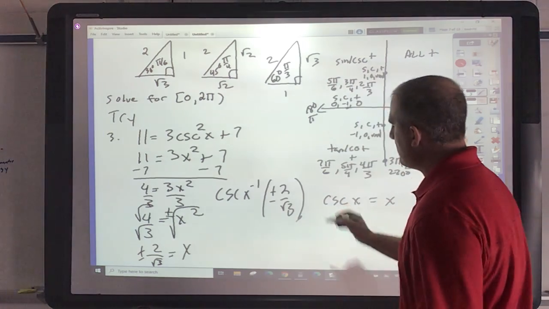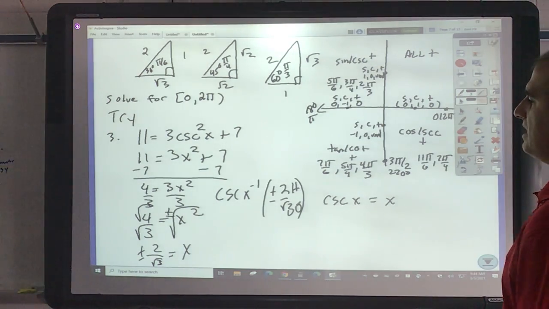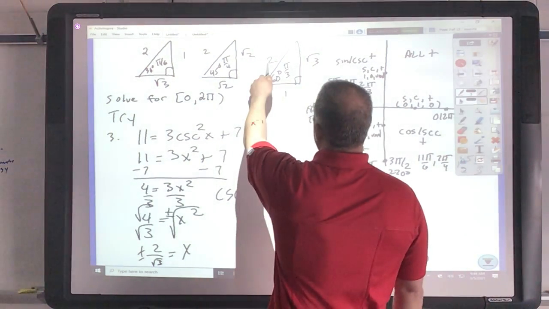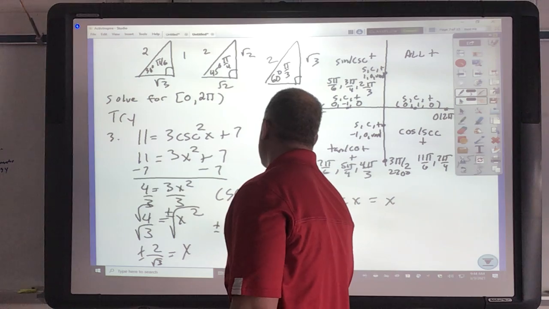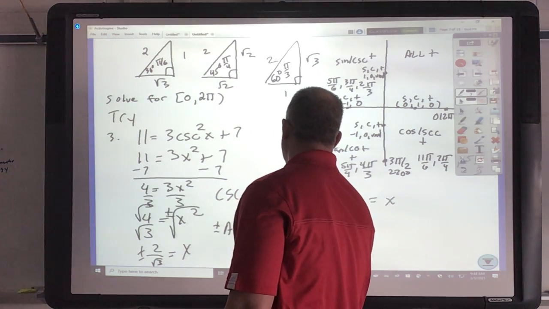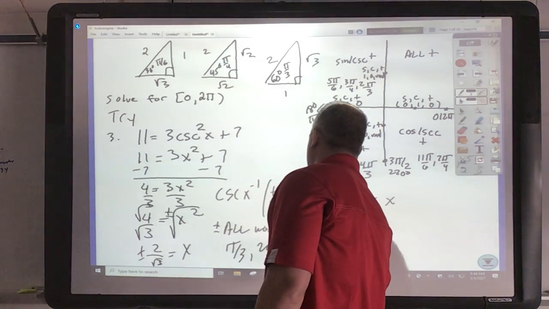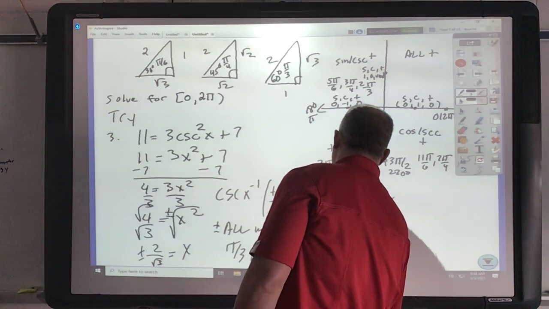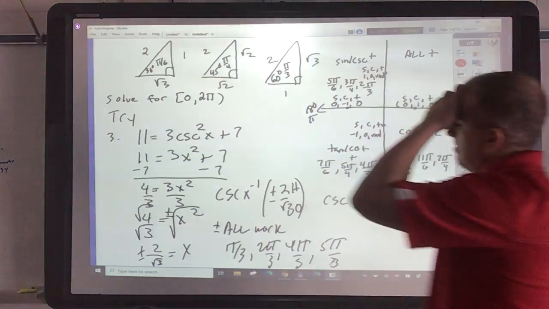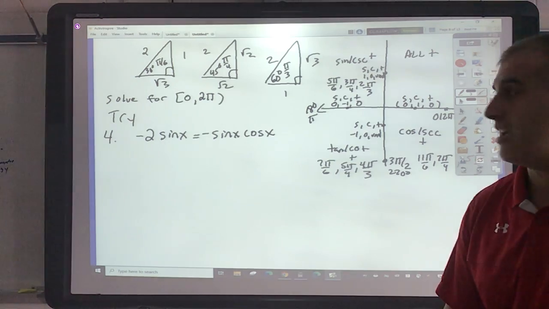Now, what that means is I need the h to be in this and the o to be in that, so that's pretty easy. H is 2, o is square root of 3, so that's this one. Now, with the plus and minus, all of them work for that. So that would be pi over 3, 2 pi over 3, 4 pi over 3, and 5 pi over 3. So it's actually easy to do that trig function there.